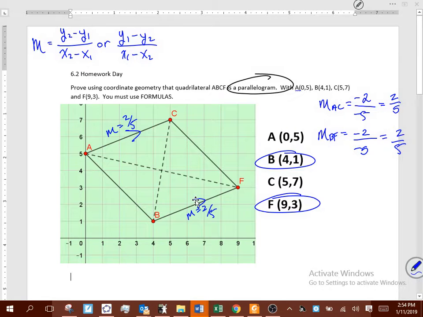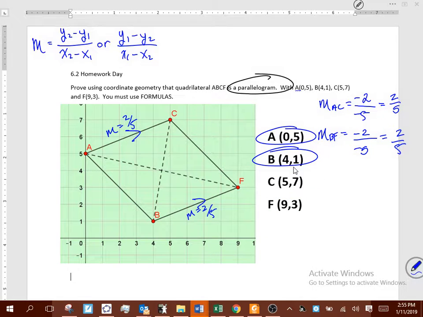No. Does anybody know what it tells me? Bare minimum this shape would be? It would be a trapezoid, bare minimum. But once I find out something about the other sides, it'll allow me to better classify it eventually as a parallelogram. So let's find AB.